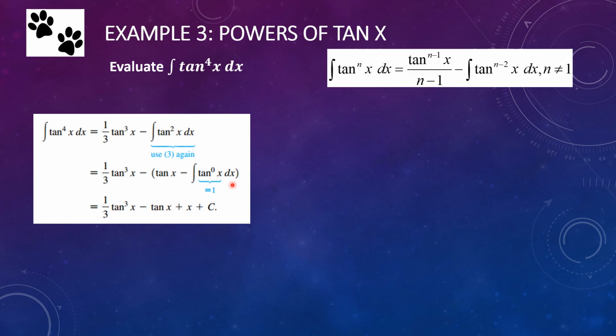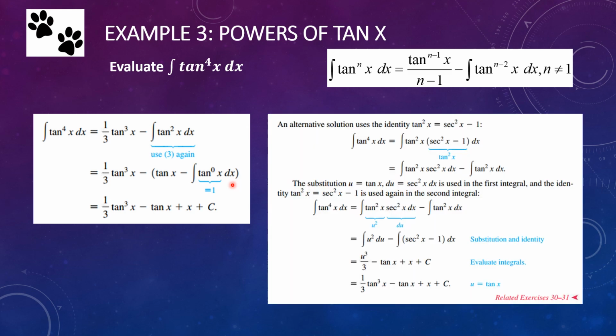To show you how much easier it is, let's look at a different approach. We could have also used the trigonometric identity that tangent squared equals secant squared minus 1. This is the Pythagorean identity. So we could rewrite tangent to the 4th power as tangent squared times tangent squared, and then substitute in secant squared x minus 1 for one of the tangent squareds. If we multiply through, we get tangent squared secant squared minus tangent squared. And so we can separate out these two integrals.